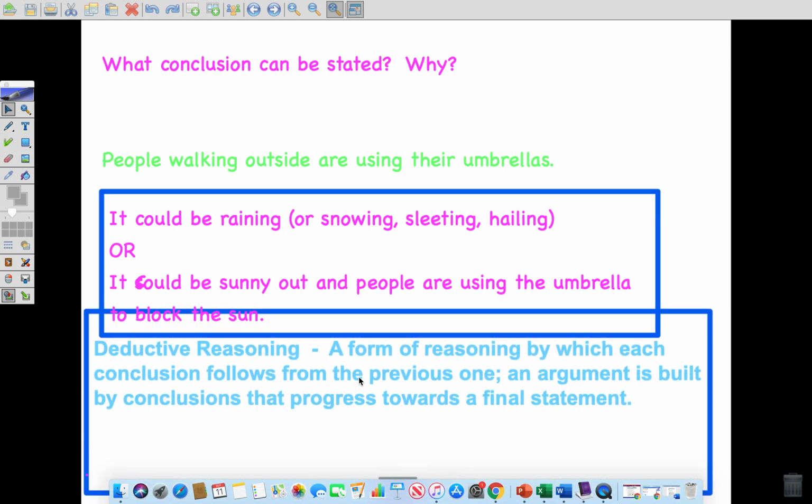Now, what you used here is called deductive reasoning. And that's a form of reasoning by which each conclusion follows from a previous one. So if you know that people are walking outside and they're using the umbrellas, then we can make many conclusions, like it could be raining or snowing, or it could be sunny and people just don't want to get the sun on them. So a form of reasoning by which conclusions follow from a previous one is what we call deductive reasoning. You have an argument that's built by conclusions that progress toward a final statement. And again, all the professions I just mentioned also use deductive reasoning.